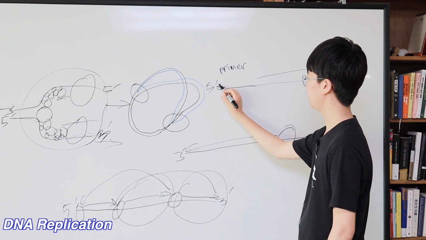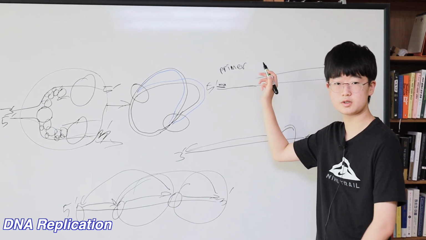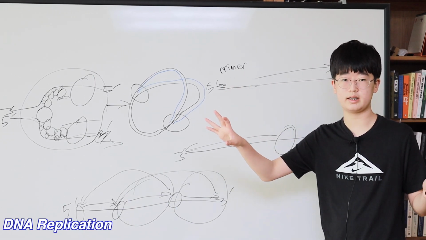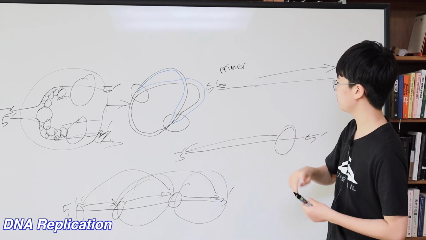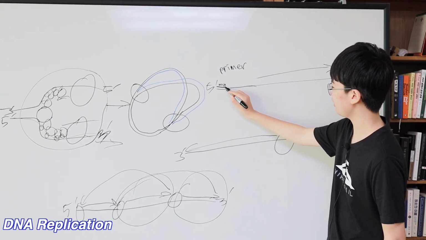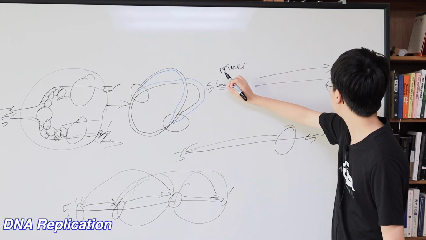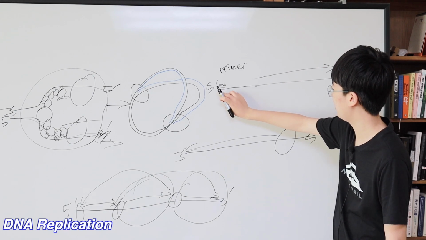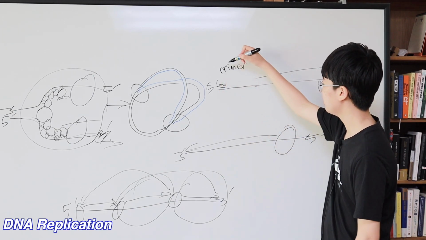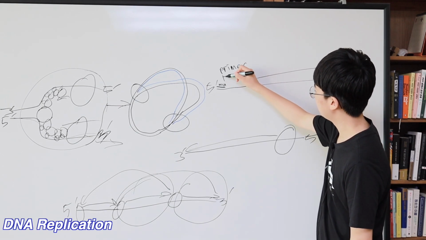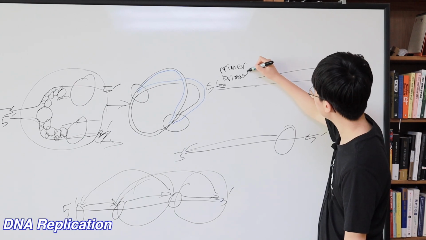And these primers are RNA, not DNA. Very important thing. So these little RNA primers are firstly made by an enzyme called primase.